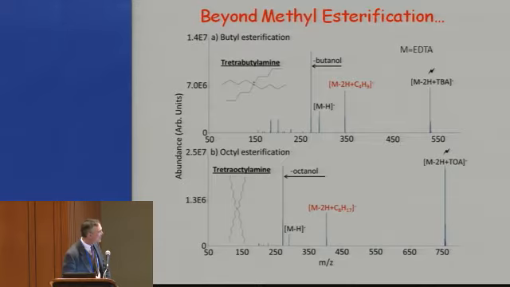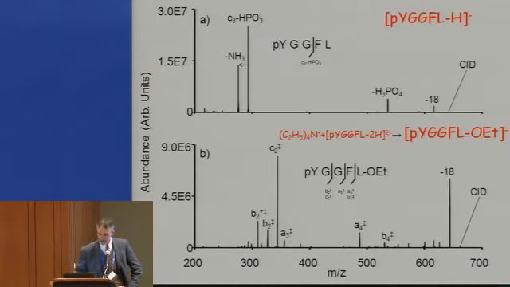Tetraoctylamine, then you can transfer that octyl group over. So these are pretty robust and consistent. Here's really quite recent data. Here's this phosphorylated YGGFL, just showing people what they already know. If you activate that by CID, you lose a lot of the phosphoric acid. We get a fragment here that's lost 80, that HPO3.